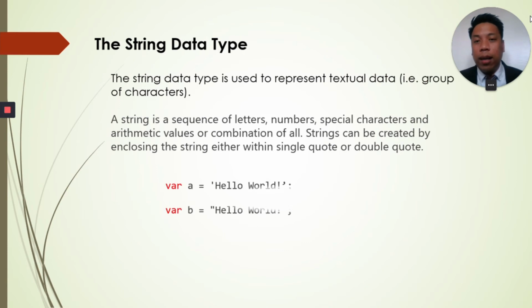How do we declare the string data type in JavaScript? Well, it is as simple as putting the keyword var and then the variable. In our case, we used a, and then the equal sign. We assign the value hello world in the variable a with single quote. On the second example, which is variable b, var b is equals to hello world. This time we used double quote.